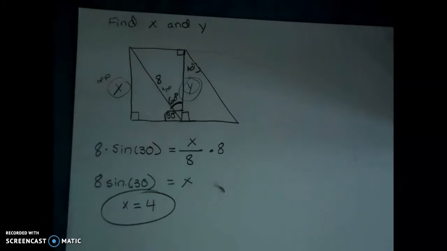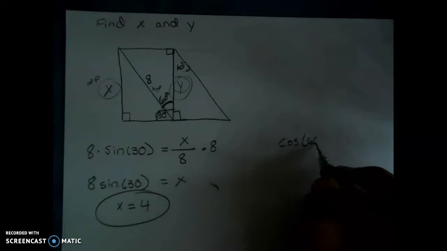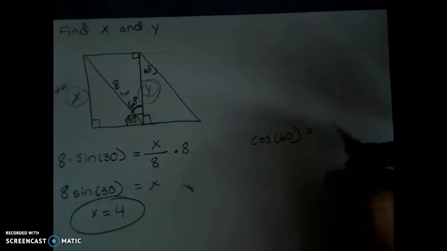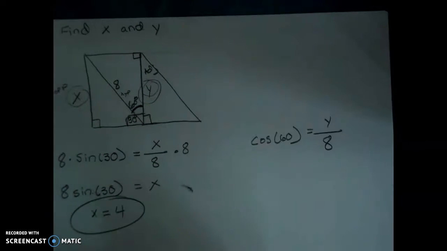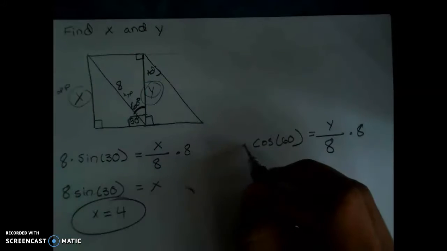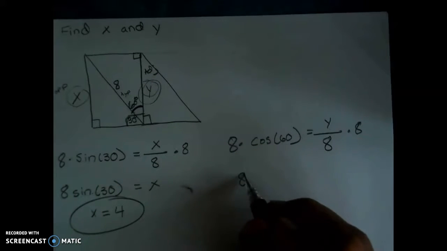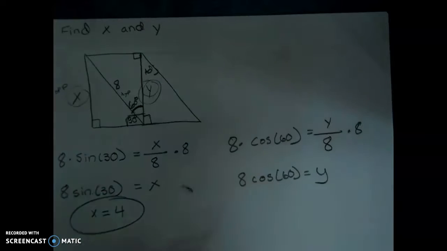Okay, well, which trig ratio uses adjacent and hypotenuse? Cosine. So I'm going to have cosine of 60 degrees is equal to adjacent, y, over my hypotenuse. Well, I'm going to solve for y, so I'm going to multiply by 8. Multiply by 8. So now I have 8 times the cosine of 60 degrees is equal to y.